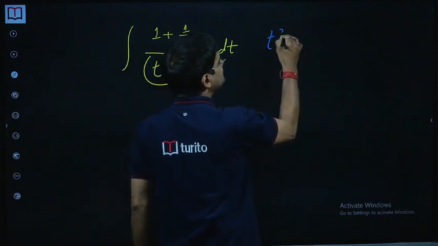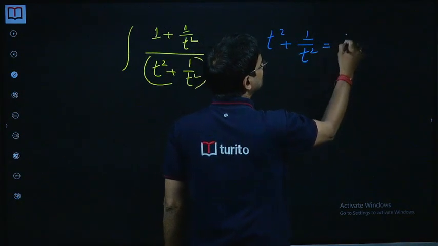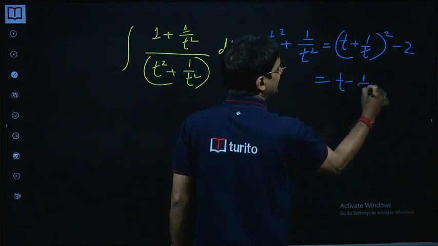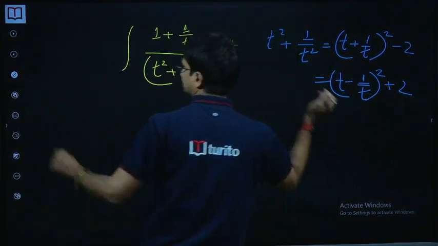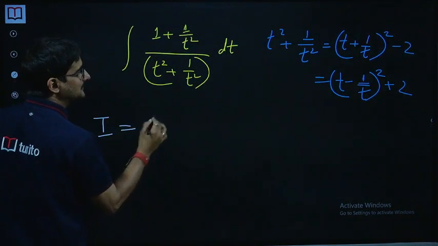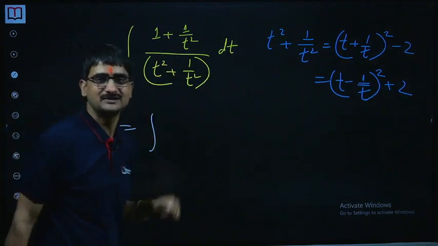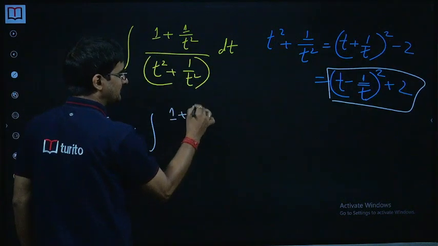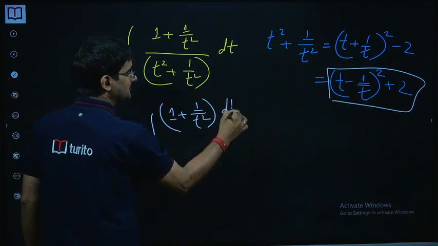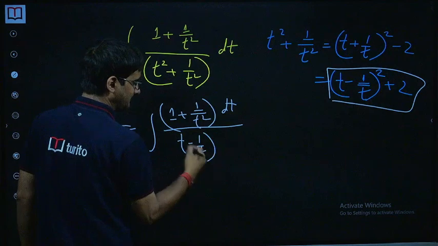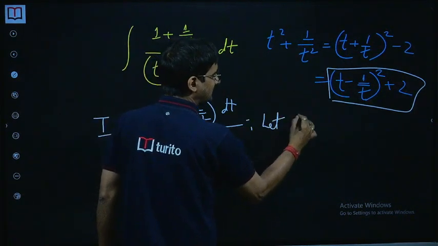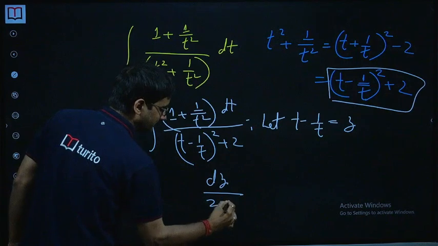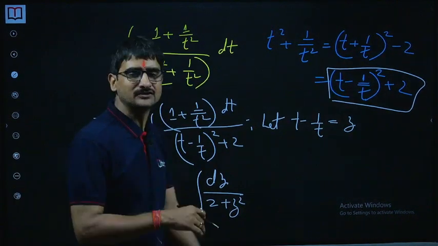So of course for t square plus 1 by t square we have two choices. We can write it as t plus 1 by t whole square minus 2, and t minus 1 by t whole square plus 2, isn't that? So just replace it here. So what do we get? Of course, we write the term whose derivative is in the numerator, so it's 1 plus 1 by t square dt over t minus 1 by t whole square plus 2, and then you know how to do it. Let t minus 1 by t be z, and then this is nothing but dz by 2 plus z square, isn't that? And its integral is tan inverse of z by root 2.